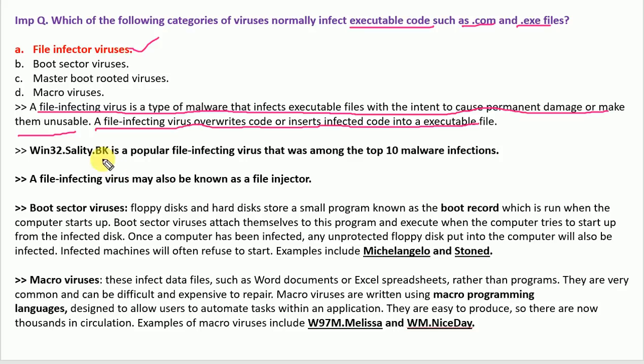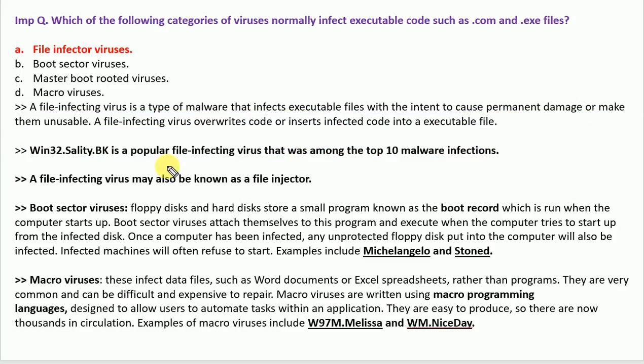The example of a very popular file infector virus is Win32.Sality.pk, a popular file infecting virus that was among the top 10 malware infections. Okay, so this example you also have to remember. They can ask, this comes under which category of virus, so you have to remember that. So write it down somewhere. You have to remember these things. A file infecting virus may also be known as a file injector. It is also known as file injector.